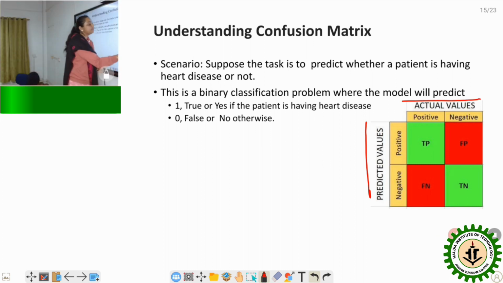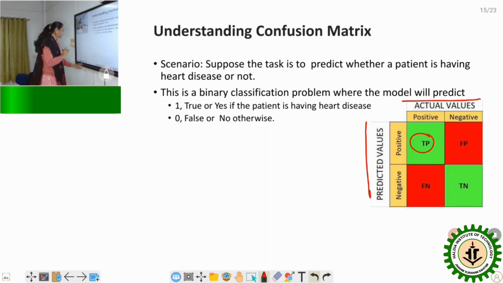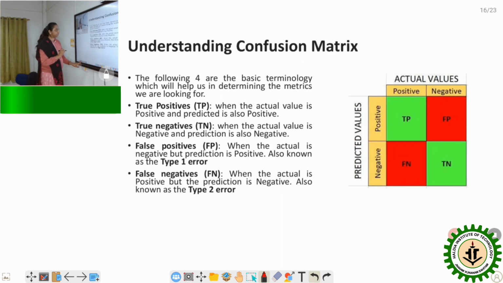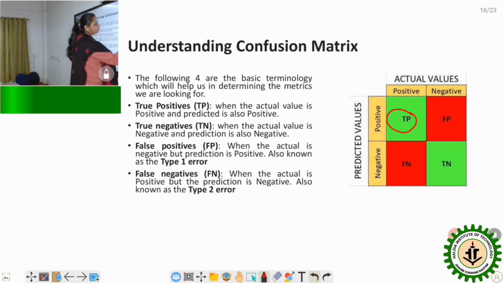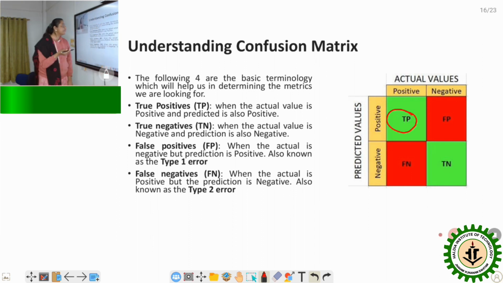TP is nothing but true positive. That means we have predicted the value as true, and the actual value is also true. If we see the definition written over here, when the actual value is positive and the predicted value is also positive, this class belongs to the true positive, where the actual as well as the predicted values are both positive.